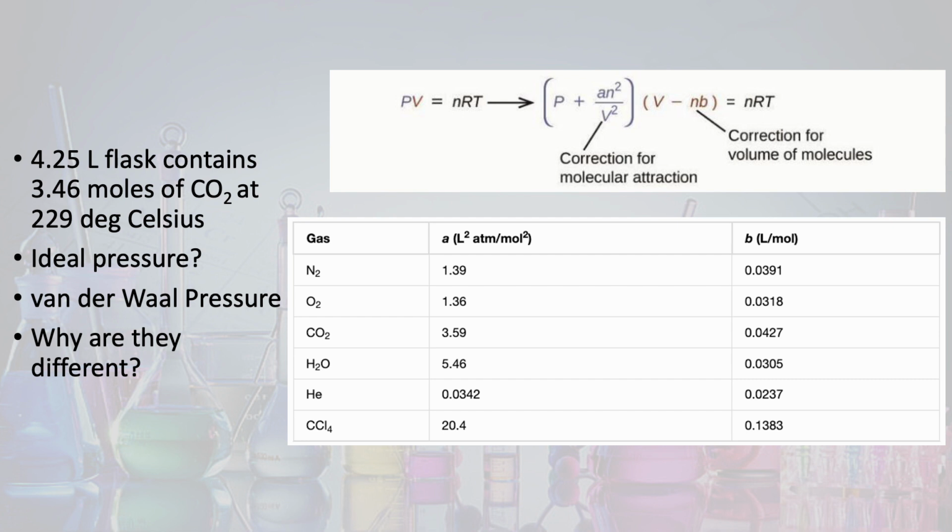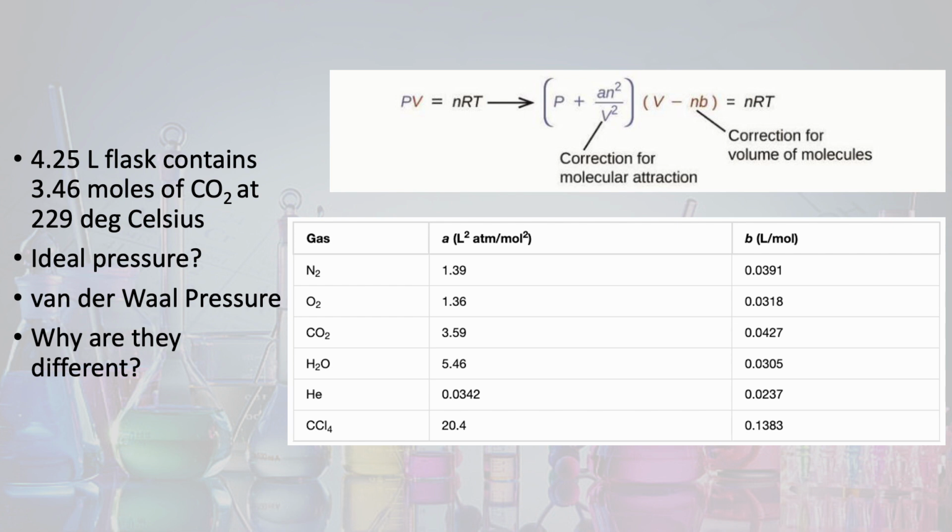in a vessel 4.25 liters large. There's 3.46 moles of carbon dioxide, and that vessel is being held at 229 degrees Celsius, right? So go ahead and use PV equals nRT, calculate the value there, and then go ahead and use the van der Waals equation using our correction factors here, right? So 3.59 for A, and then 0.427 for B up here. And again, n is just moles of your gas. So go ahead and give that a try, calculate it out, pause.